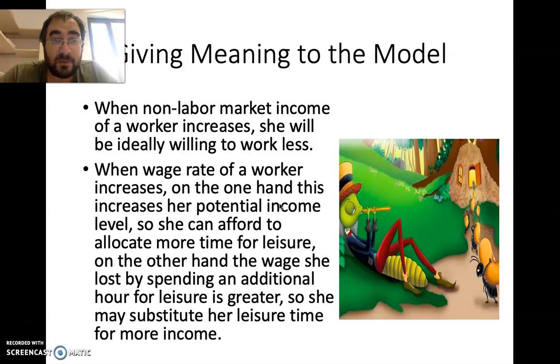Whenever the wage rate of a worker increases, on the one hand, this increases her potential income level, so she can afford to allocate more time for leisure. On the other hand, what she loses by spending an additional hour on leisure is greater. So she might say, if I work, I can buy so much more consumption goods, and as a result, she might substitute her leisure time for more income.